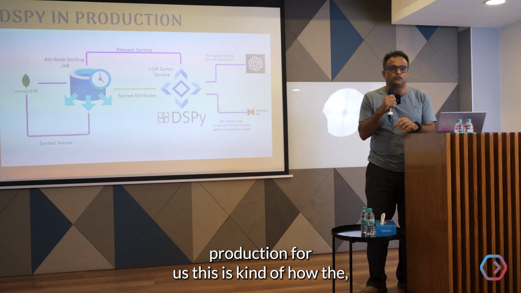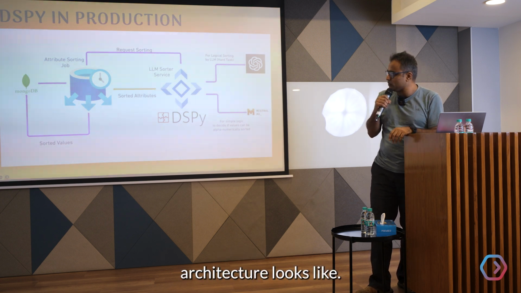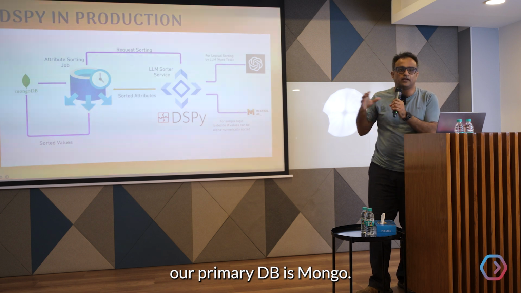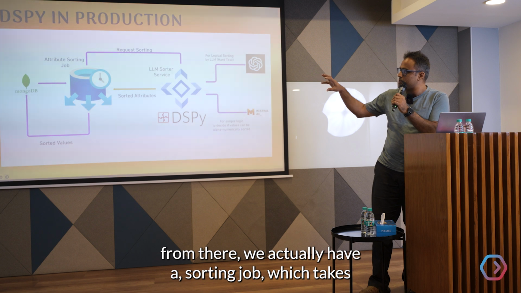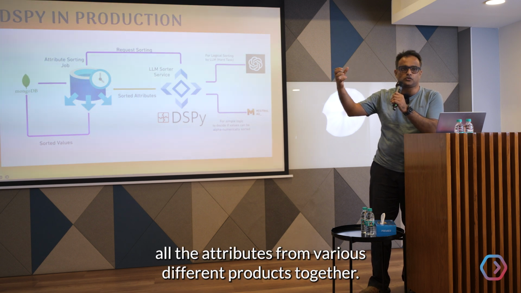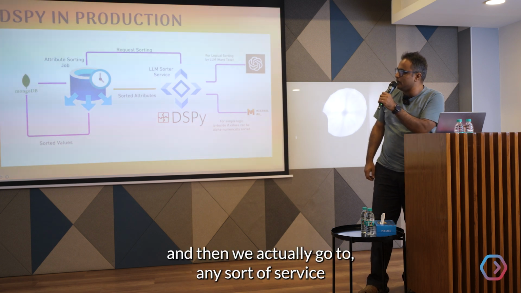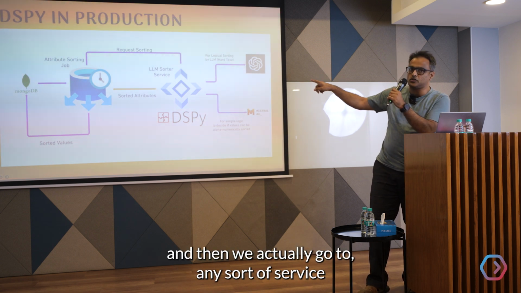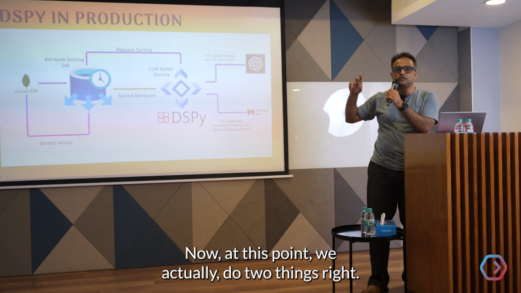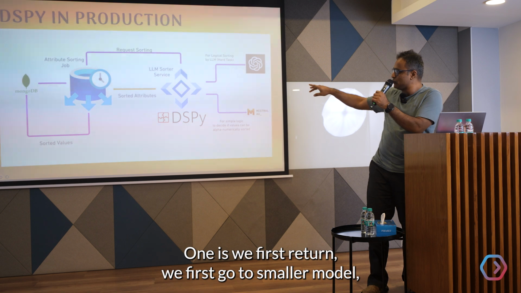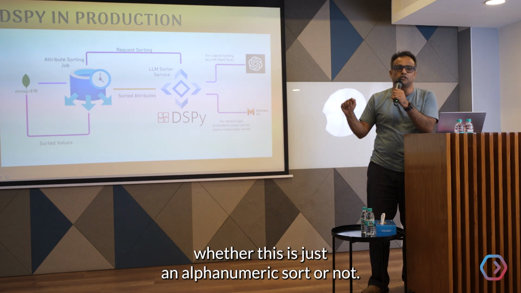So in production for us, this is kind of how the architecture looks like. Our primary DB is Mongo. From there, we actually have a sorting job, which takes all the attributes from various different products together for a particular attribute, like function length that we saw earlier. And then we go to an LLM sorter service. We request sorting for that. Now, at this point, we actually do two things, right? One is we first go to a smaller model like Mistral, and we first try to decide whether there is just an alphanumeric sort or not.